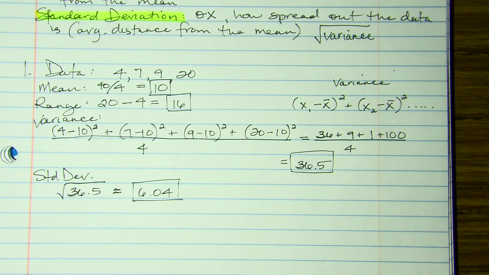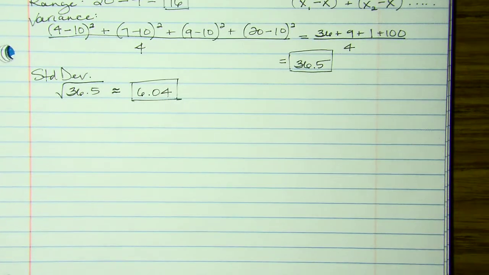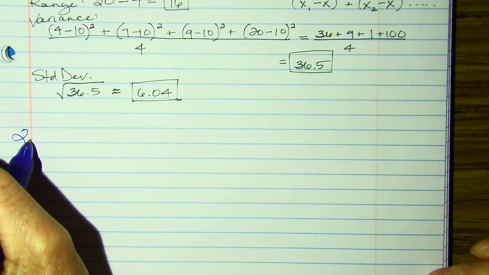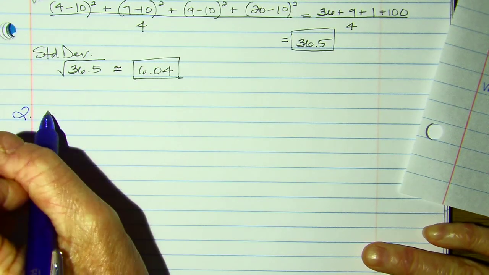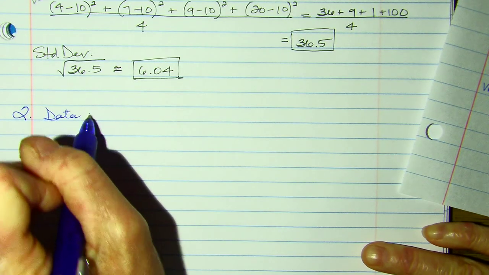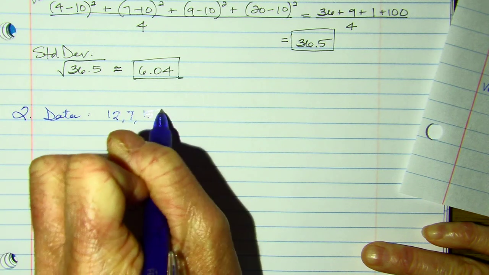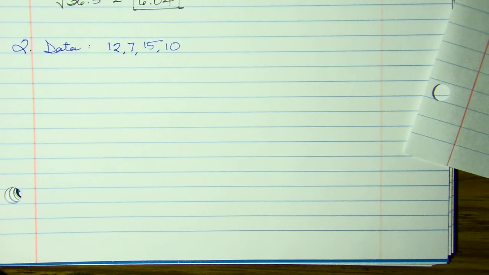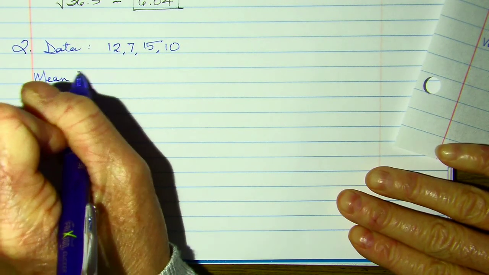I'm going to do one more with you, and then we'll move on to 61.B. And it's really just to give you practice if you're following along. So here is our data. So 12, 7, 15, and 10. So again, I gave you a really small list. So let's start with our mean, or x with the line above it.